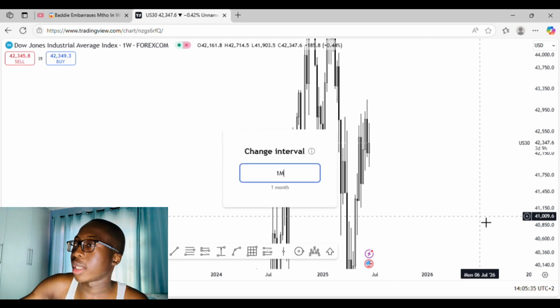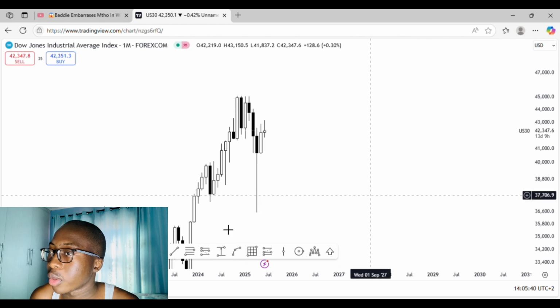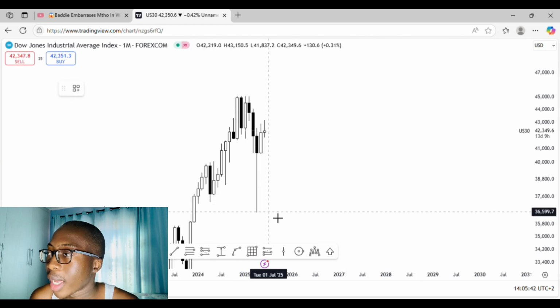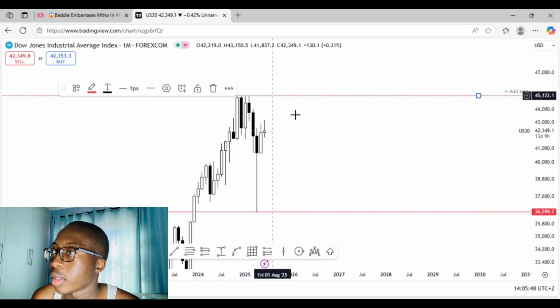Let's go to our monthly and see what's happening. So this one is US30. On US30, what am I doing? Same principle applies. My lowest point, which is this one there, and then my highest point, which is this one there.